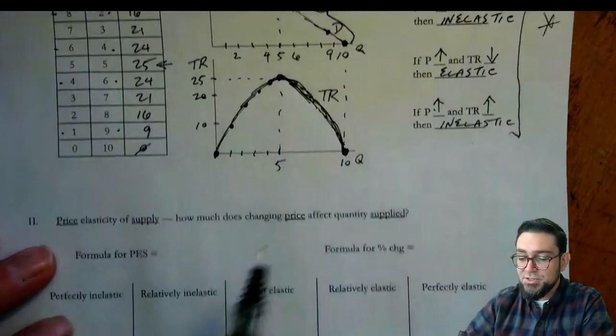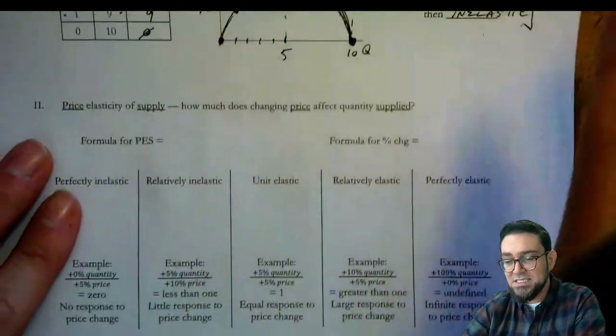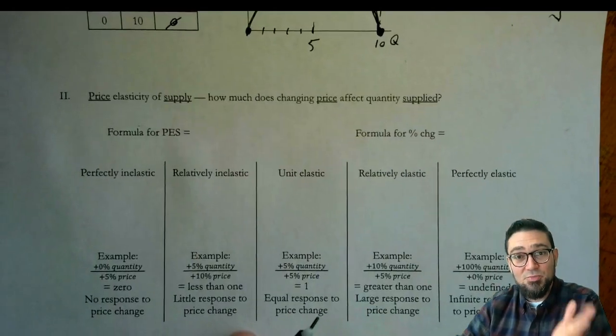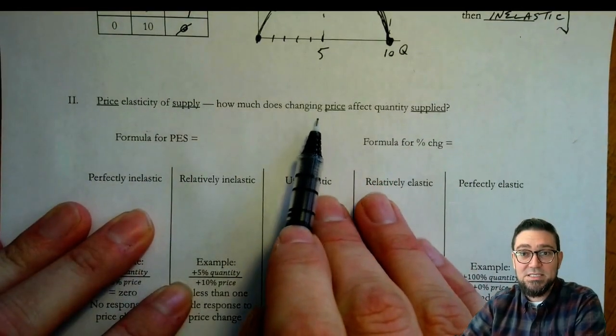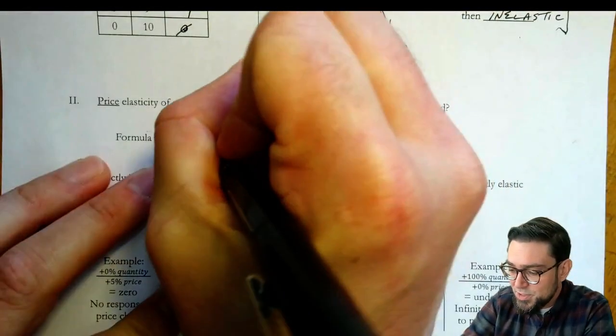Now, we're going to switch gears and talk about price elasticity of supply. In this section, it's really very similar to price elasticity of demand. It's how much does changing price affect quantity supplied. So our formula is going to look much the same.